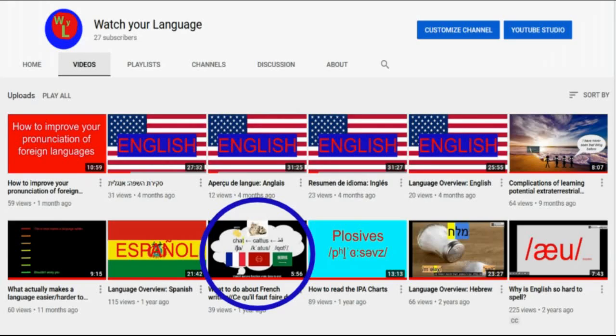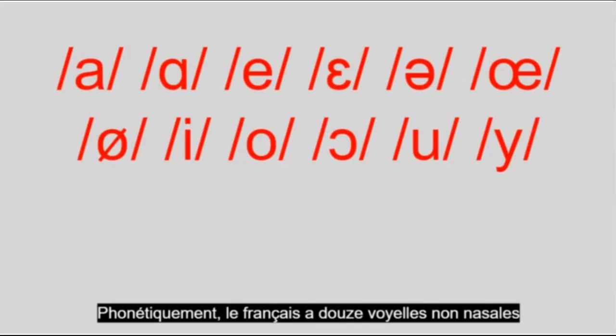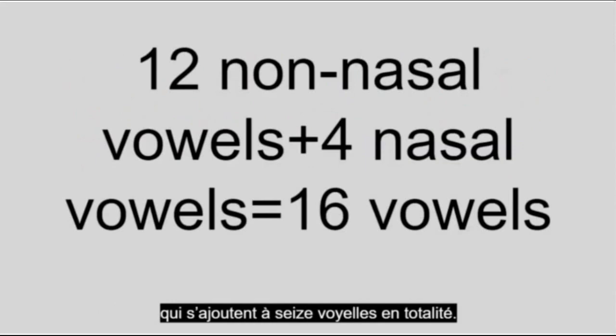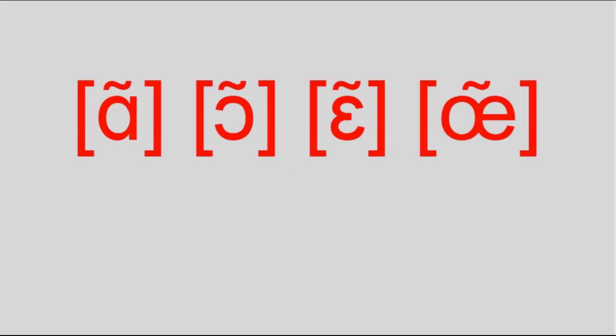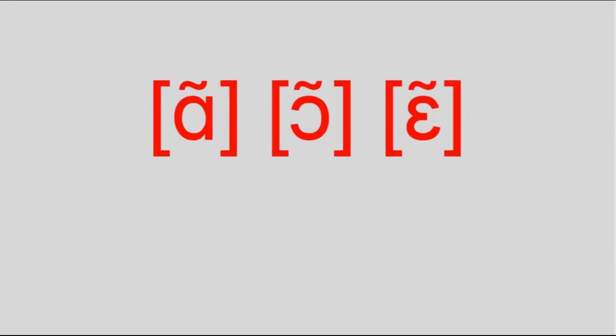Alright, now we go to the next video, what to do about French writing. As a huge relief, there's only one mistake in the whole video. Phonetically, French has 12 non-nasal vowels and 4 nasal vowels, making 16 total vowels. Okay, so it turns out that this was expired information. French spoken today only has 3 nasal vowels, as one has merged with another.